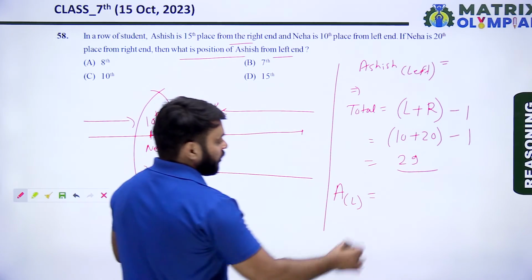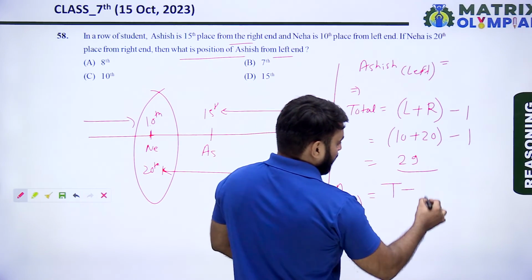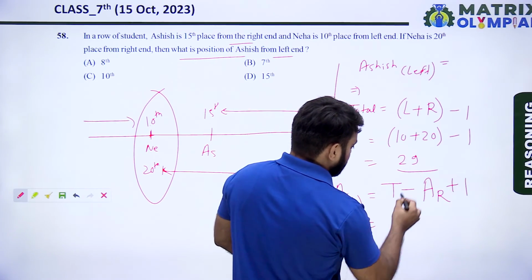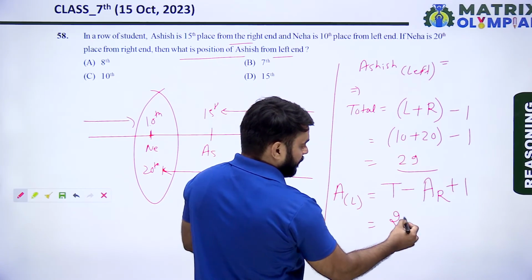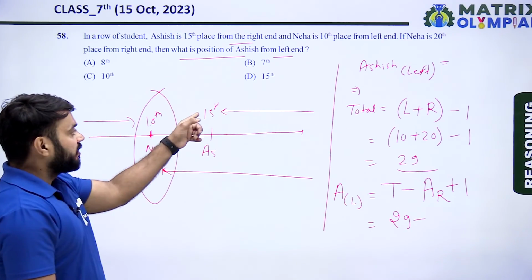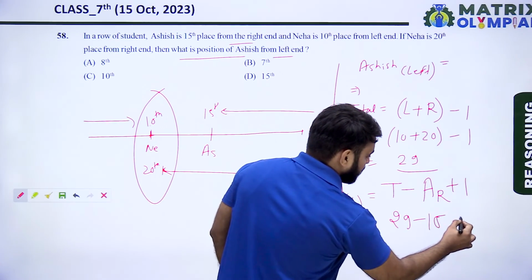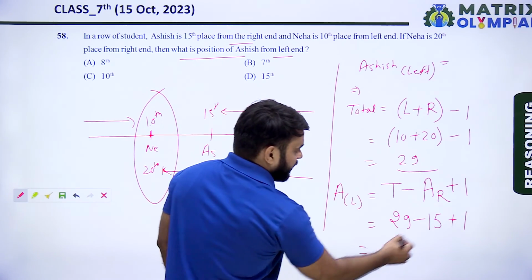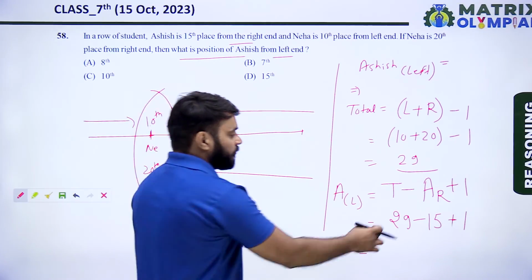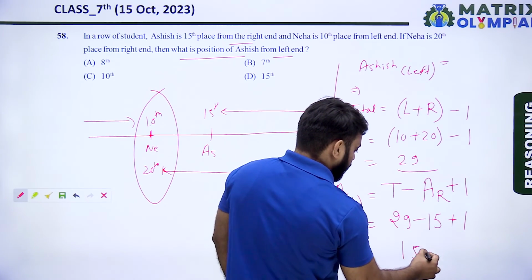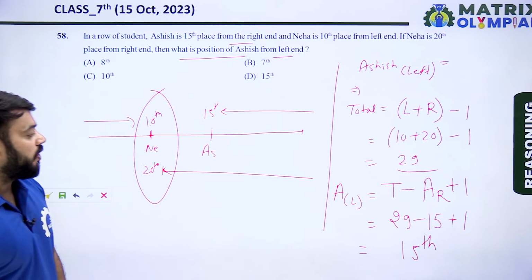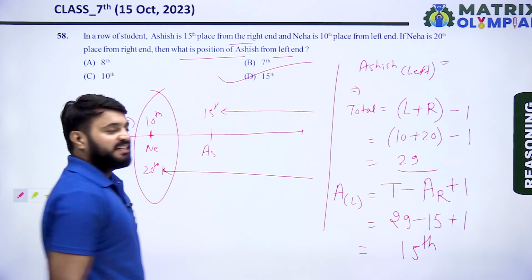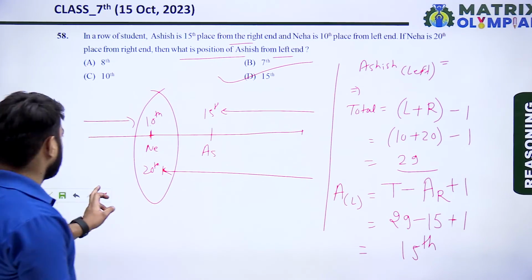So the formula is total minus position of Asi's from the right end plus 1. It means total is 29, minus position of Asi's from the right end, which is 15, plus 1. So 29 minus 15 is 14, and 14 plus 1 is 15. So Asi's position from the left end is 15. It means option D is the correct answer of this question. So let's move on to the next question.